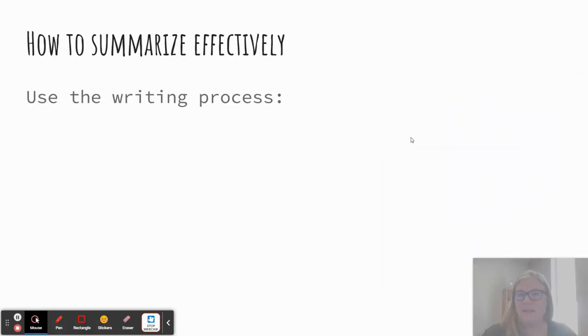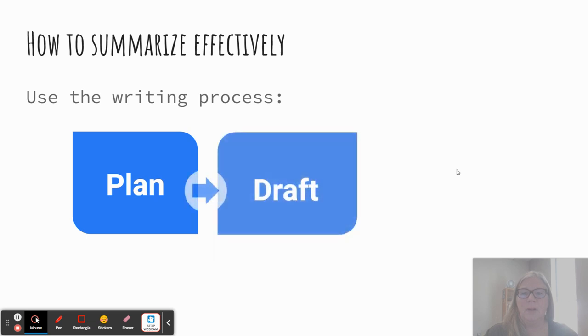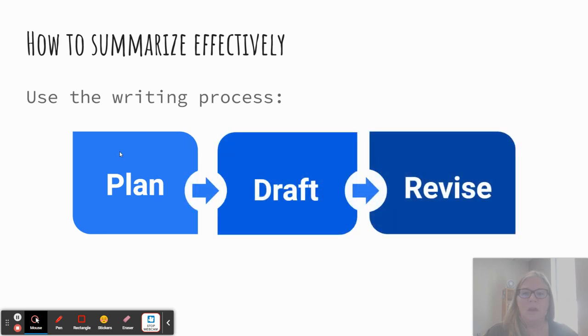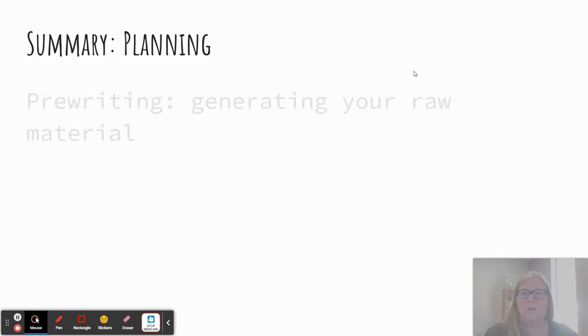So the writing process, even for something as seemingly simple and brief as a summary, you still want to use the writing process, whether it's part of a longer essay or whether it's just a summary that you're writing for another class. So we plan, we draft, we revise. So right now we're just talking about planning the summary. So we'll stop with this.